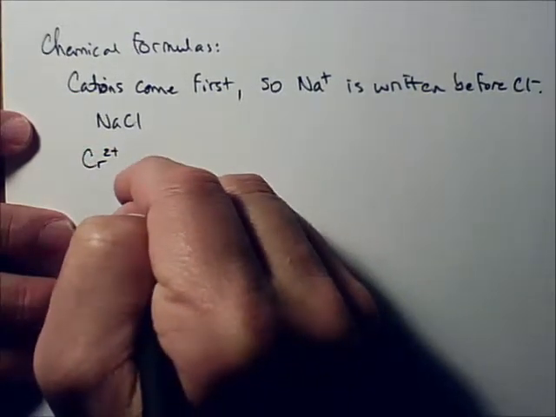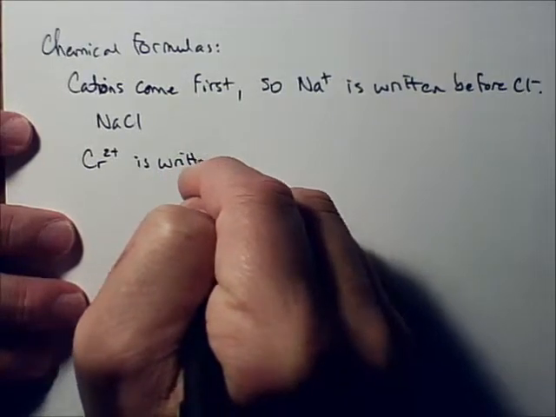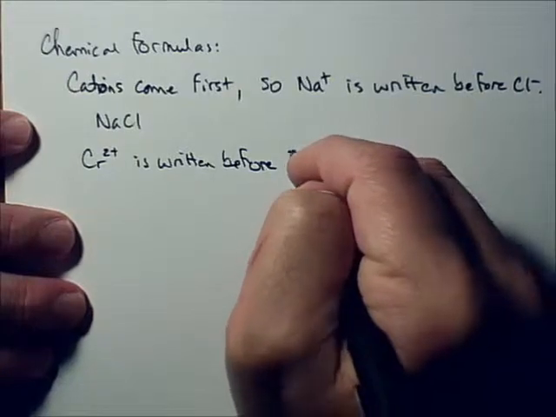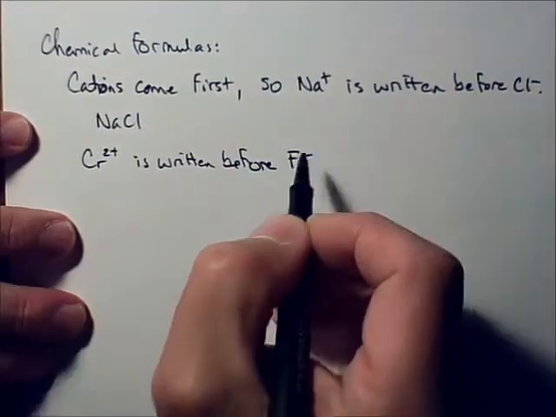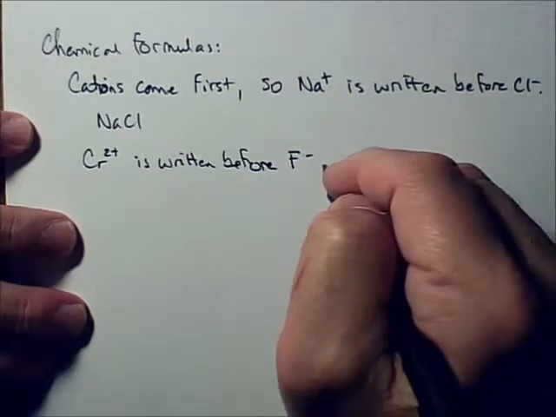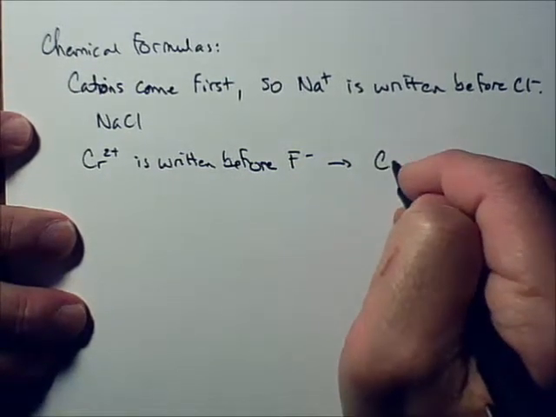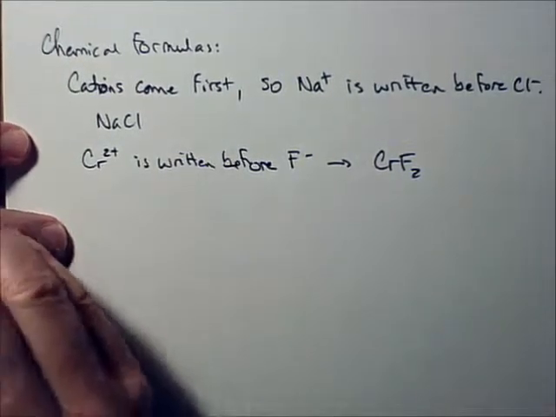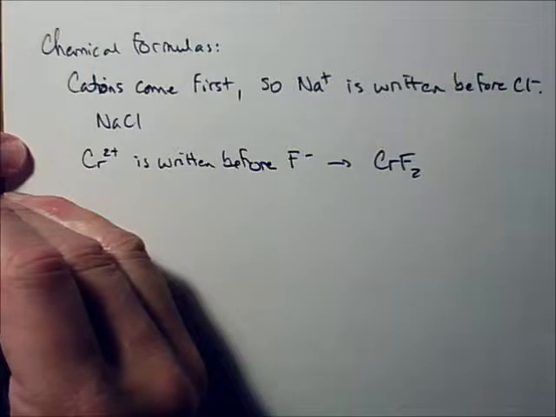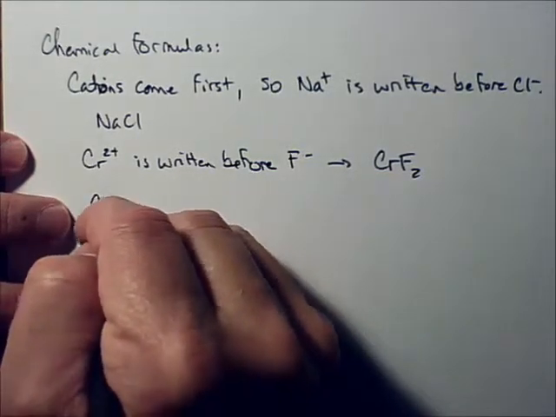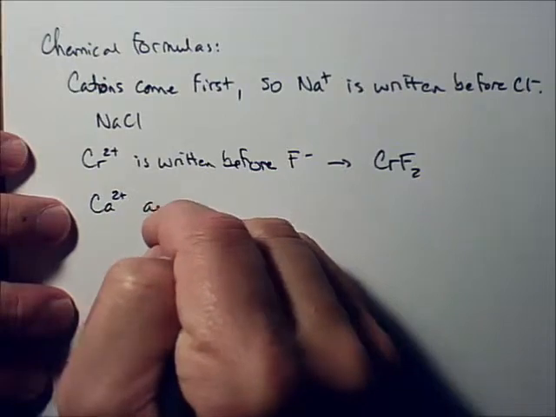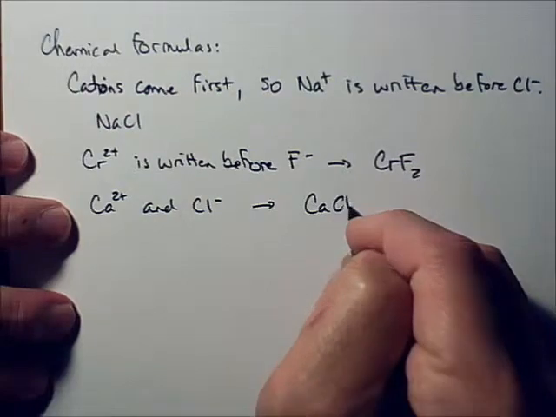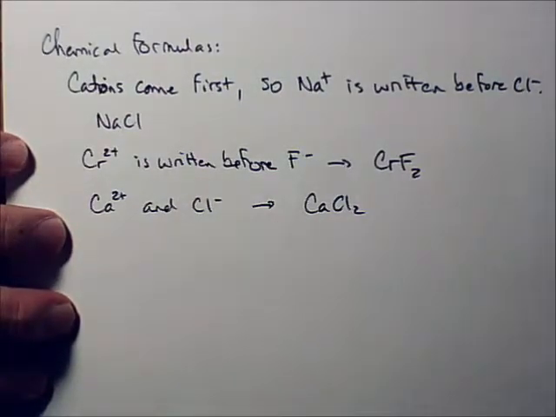Cr2+ is written before F negative, anion, cation, and the result is we get CrF sub 2 to make it all work out. Okay? And the homework, you had calcium 2 plus and chlorine 1 negative, and you get CaCl2. So the cation is always written first, okay?